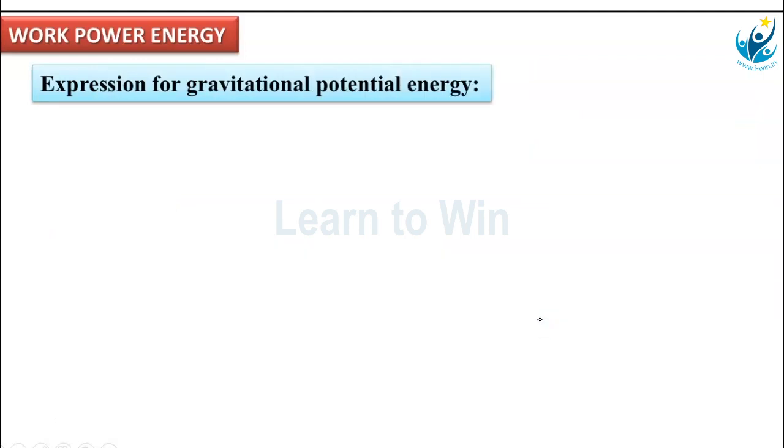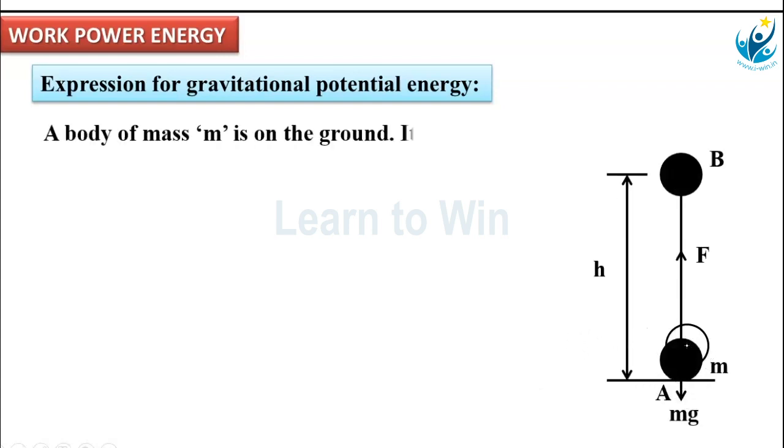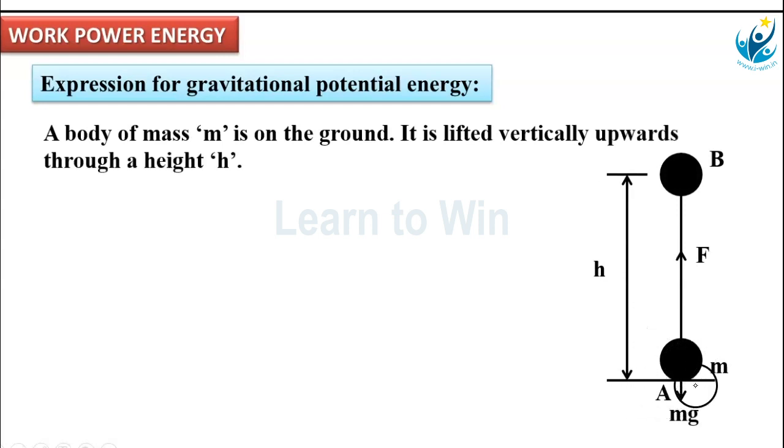Now, expression for gravitational potential energy. Gravitational potential energy is one of the common forms of potential energy. Let us consider a body of mass M on the ground at point A. Now, we are going to lift it vertically upward to point B through a height H. We are going to find the work done first of all, the work done by the lifting force.